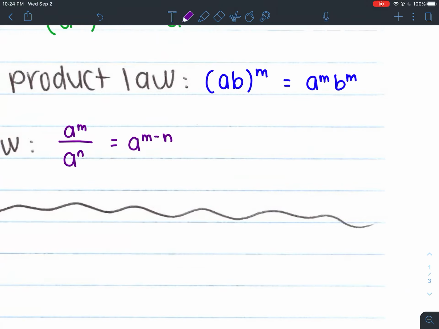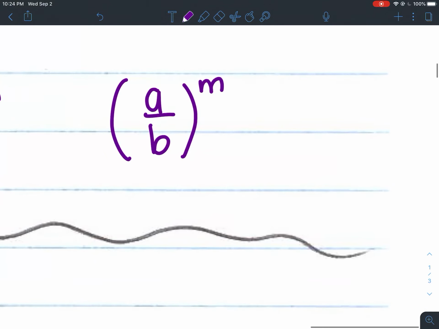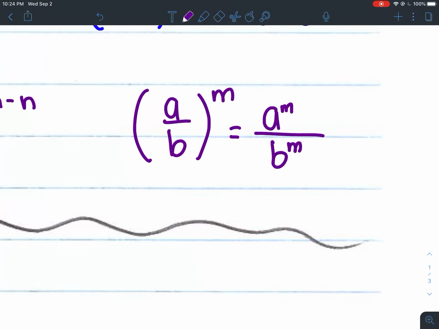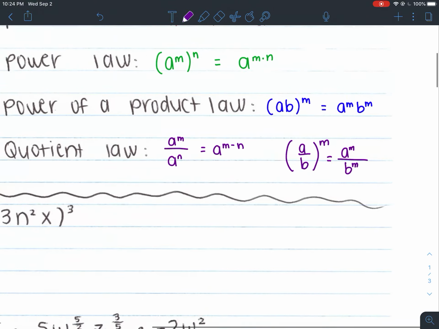Also, if you have a divided by b, so two different bases, raised to an exponent of m, this quotient law says I would distribute the m to all of the bases on the inside of the parentheses and multiply it to those exponents. The exponent on the a is a 1, and the exponent on the b is a 1. So I would distribute that m in to all of them. So I would have a to the m over b to the m. That's really important as well. These are the same thing, so I'm essentially distributing that m in.